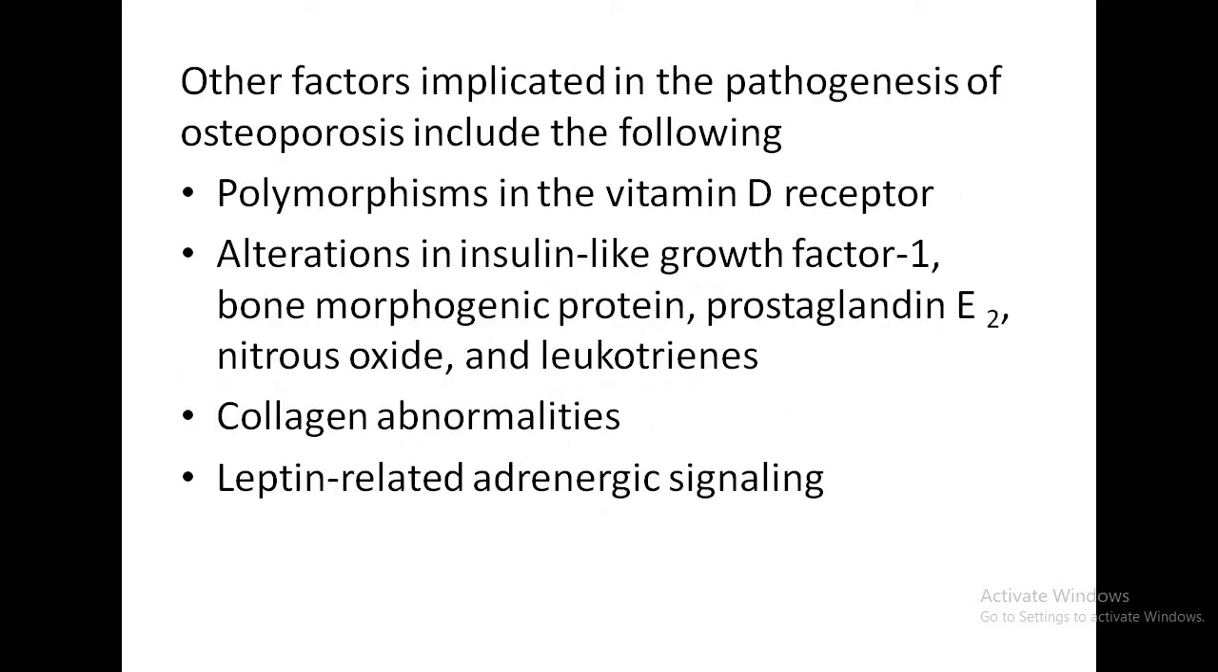Other factors implicated in the pathogenesis of osteoporosis could be polymorphisms in the vitamin D receptor, alterations in IGF-1, BMP, that is bone morphogenic protein, PGE2, NO, leukotrienes, collagen abnormalities, and leptin-related adrenergic signaling.